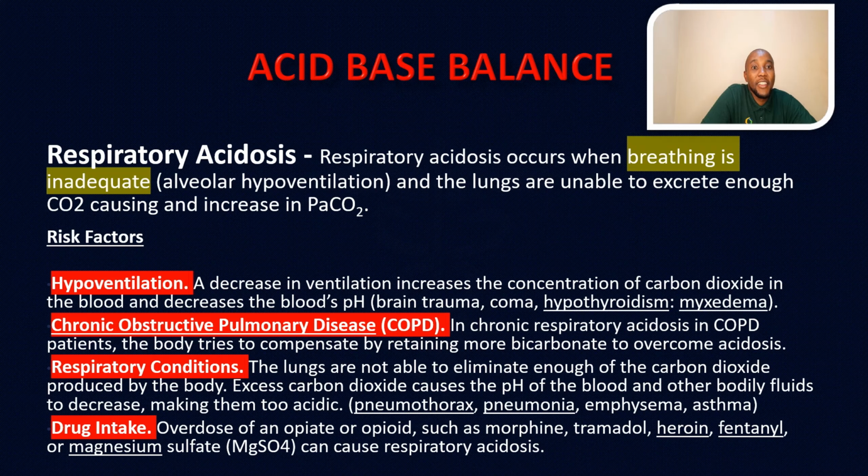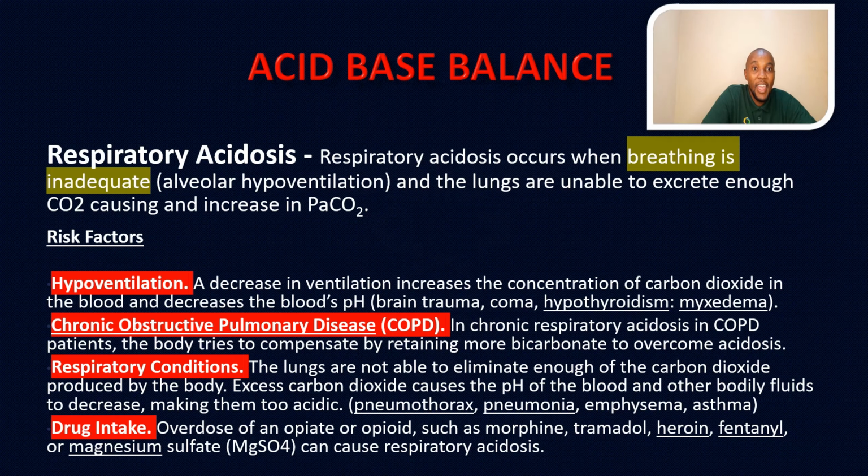And today, I'll be taking you through the acid-base balance, and I'll start with respiratory acidosis. We define what is respiratory acidosis. By definition, it occurs when breathing is inadequate, or when we have something we call alveolar hypoventilation, whereby we have a lot of CO2 being produced in the lungs, and the lungs are not able to excrete this carbon dioxide, thereby it ends up accumulating, increasing the partial pressure of carbon dioxide in the body.